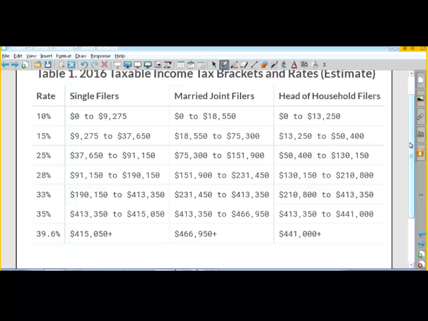Okay. The reason I'm showing this is because the amount that you save because of the itemized deductions is higher. You save a higher percentage if you're at a higher tax bracket. So the mortgage interest deduction is more advantageous the higher tax rate you are.